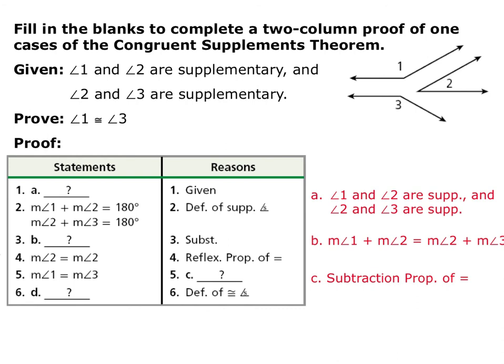And then the last statement, since we have measure 1 and 3 being equal, you should be able to get angle 1 is congruent to angle 3, supported by the definition of congruent angles. So the substitution on that one was a little bit different.